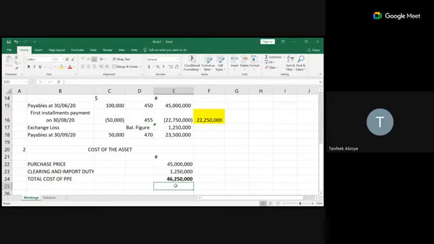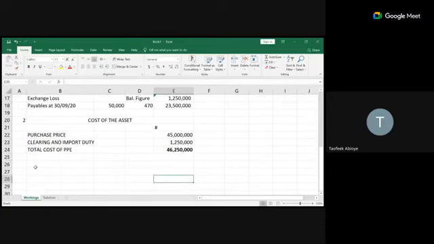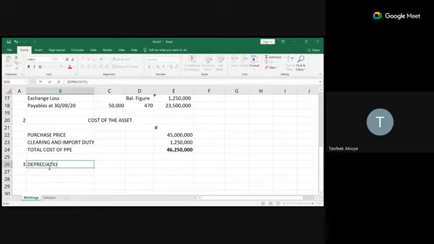So we can calculate our depreciation, right? So what is our depreciation? They give us 20%, right? Depreciation.